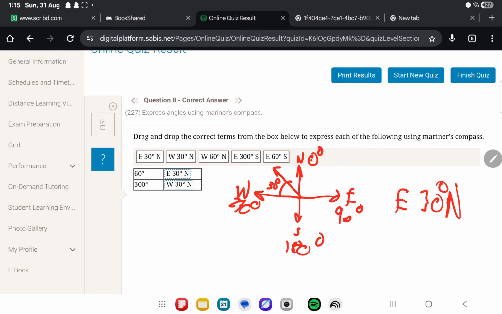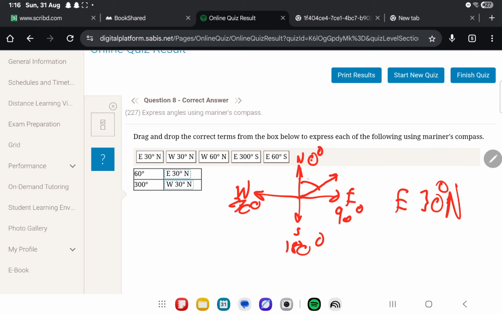I thought they wanted me to do the traditional angle system, where I start from counterclockwise and go all the way to 60 degrees. But no, that's not what they want. They want the angle already given in Mariner's compass to be expressed using its notation. My bad for that. Just as a quick recap, 60 degrees on Mariner's compass is somewhere here.